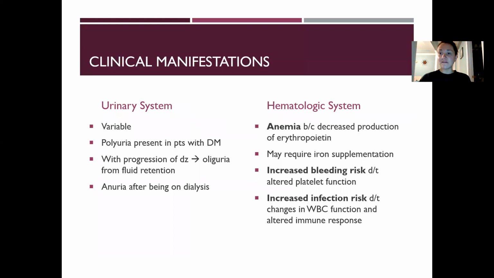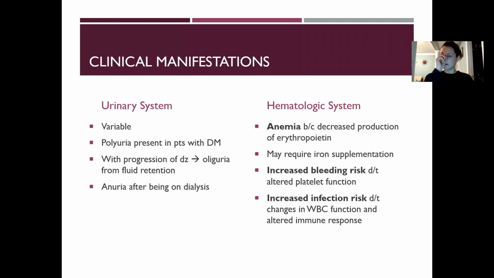So of course, in the urinary system, we'll have variable presentations. It could be polyuria if the patient develops CKD from diabetes. It can initially present as polyuria, and then with progression of the disease, we're going to see less and less urine output because the kidneys are functioning less and less. And so oliguria will develop, fluid retention will develop, and anuria will develop after the patient's been on dialysis for a little bit, so no urine production.